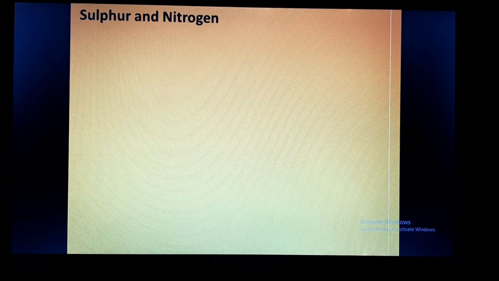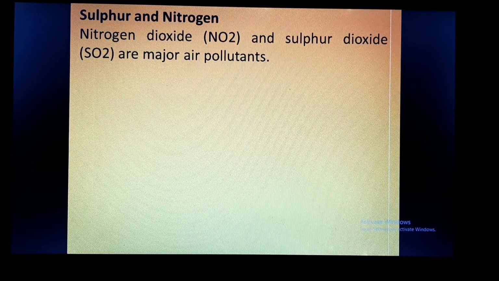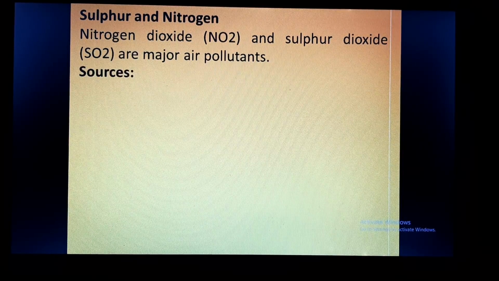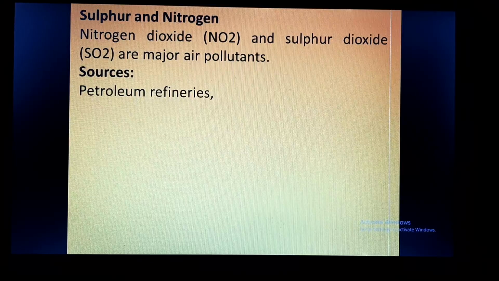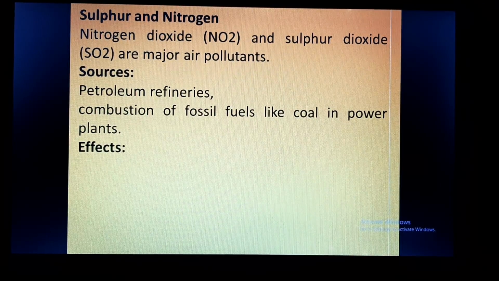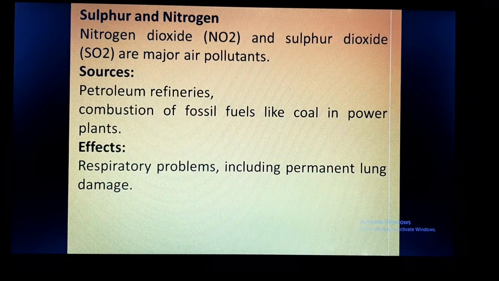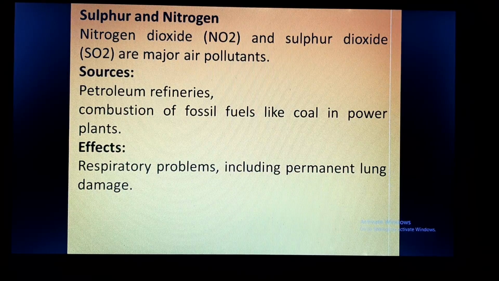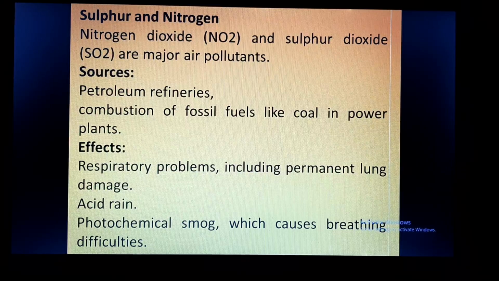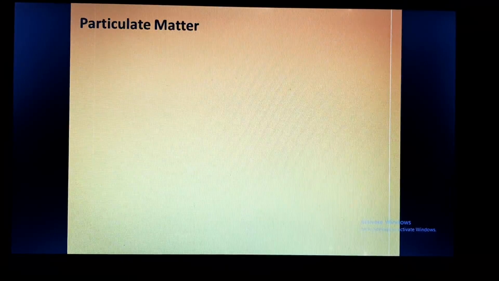Now sulfur and nitrogen, these all are air pollutants. So nitrogen dioxide and sulfur dioxide are major air pollutants. What are the sources? Petroleum refineries, combustion of fossil fuel like coal in power plants are the major sources of sulfur and nitrogen oxides. What are the effects? Effects of sulfur and nitrogen when inhaled cause respiratory problems including permanent lung damage. They cause acid rain and they cause photochemical smog which causes breathing difficulties in humans and animals.